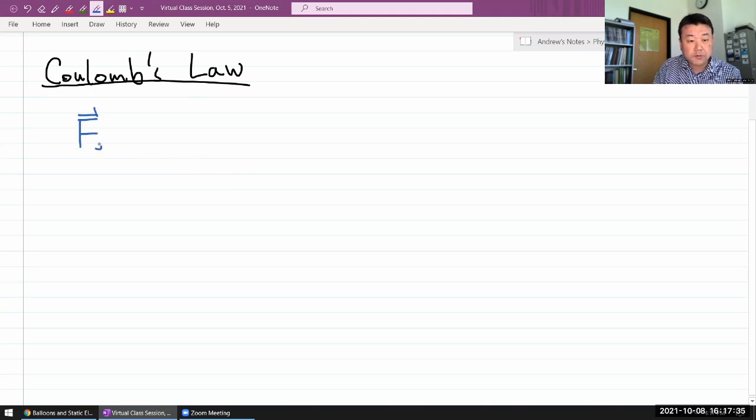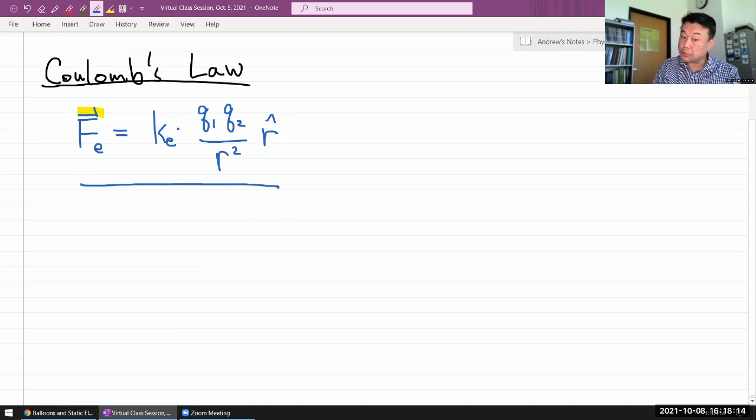The electrostatic or electric force is given by some constant times the product of charges, Q1 times Q2. For some reason, we use the letter Q for charges. I don't think I ever got the explanation why. Divided by distance squared. And for distance, for some reason, we use the letter R. And it's a vector quantity. I need a way to indicate direction, and that should be R hat. So this is Coulomb's law.